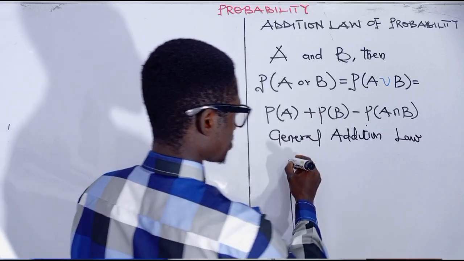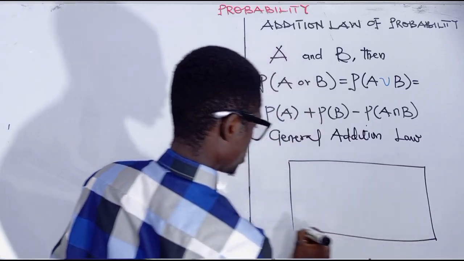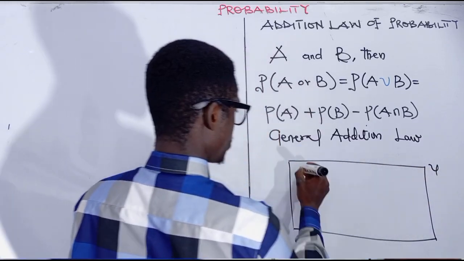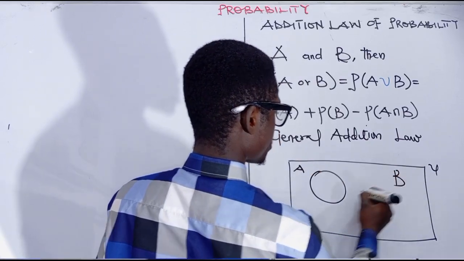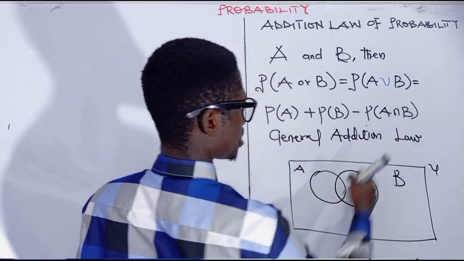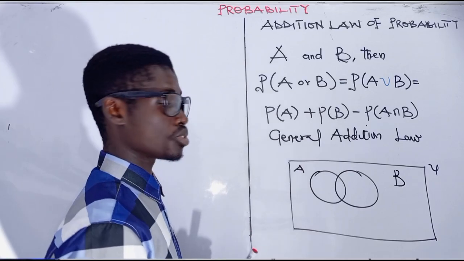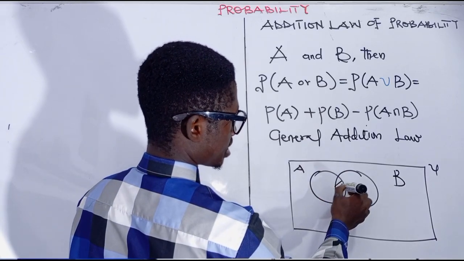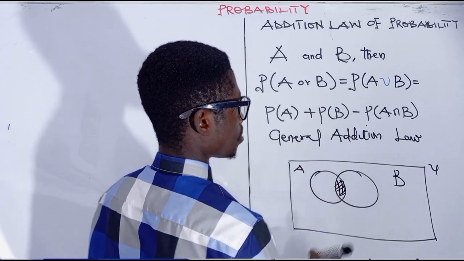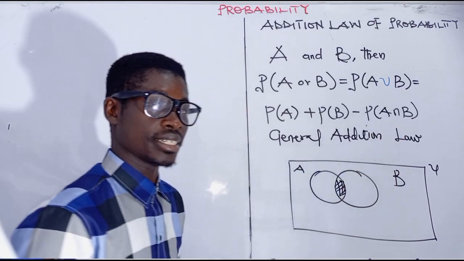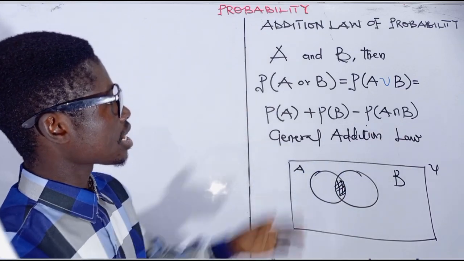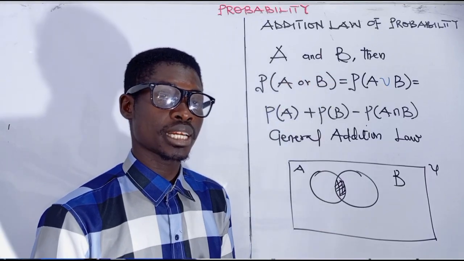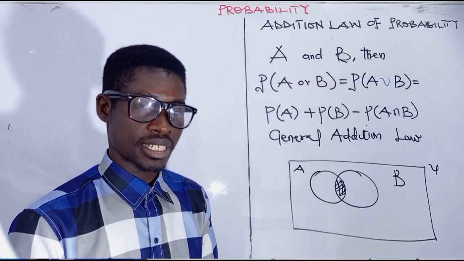We can also use the Venn diagram to illustrate this law. So we have our A, we have our B. Since we are having an intersection, these two circles are going to intersect. So this region is going to represent what? The intersection.